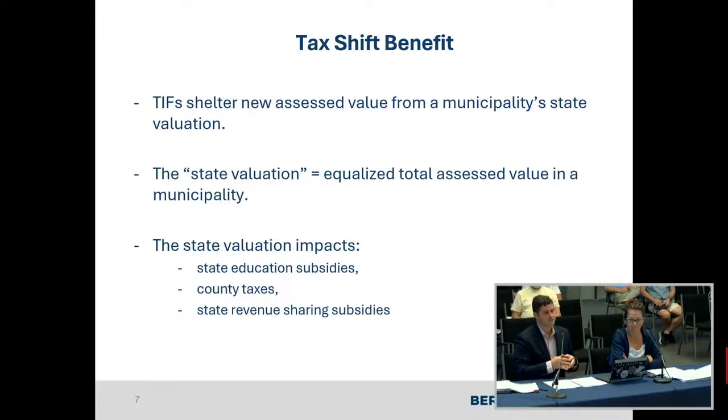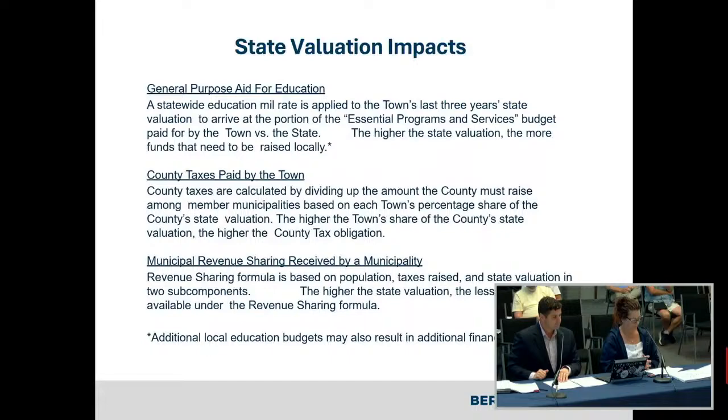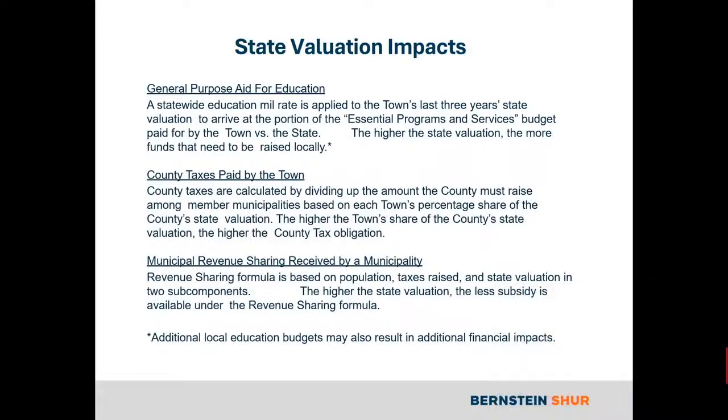That has certain benefits to you because the state valuation impacts three levers that are triggered. If your valuation as a city goes up, your education subsidy goes down. If it goes up, your county taxes go up. It's basically a proportion of your municipal valuation. And then finally, if your municipal valuation goes up, your state revenue sharing goes down. Again, the more you go up, the less you get from the state. This is just a little description on what that means. I sort of already went over this, but I wanted this in the slides so people can understand how these levers are enacted.